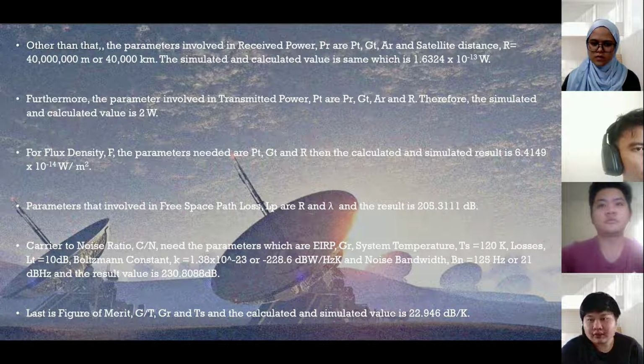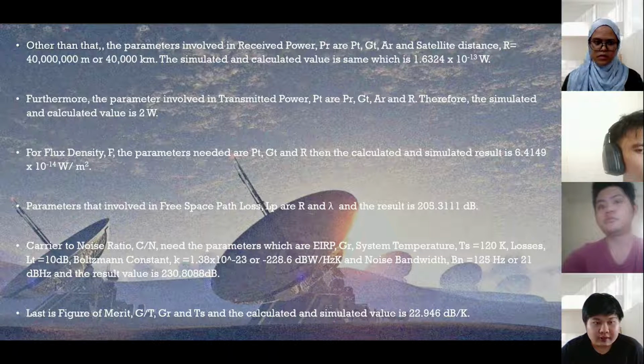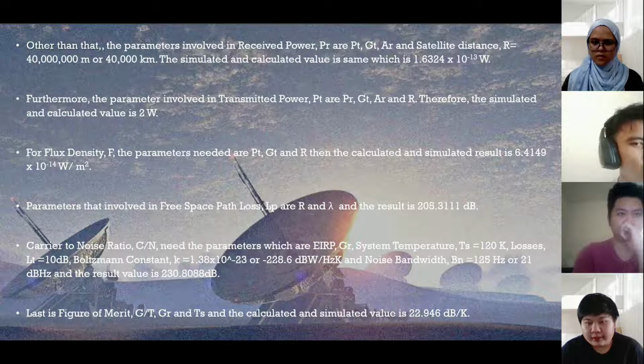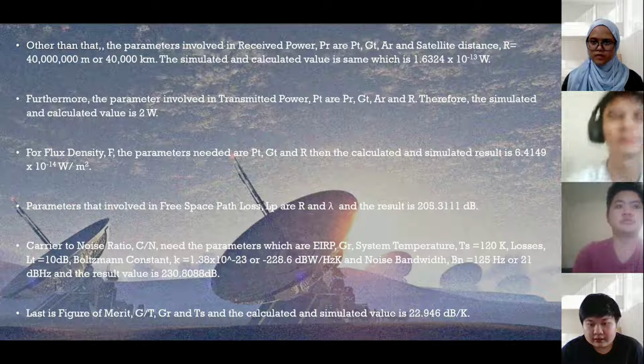Then the transmitter power, we calculate 2 watt, same as the simulation. For the flux density, the result is 6.4149 times 10 to the power of negative 14 watt per meter squared. So next is the free space path loss. Then we get 205.311 dB. Then next is the carrier to noise ratio. Then the result we get is 230.8088 dB. Then last is the figure of merit. Then we calculate the result, which is 22.946 dB.